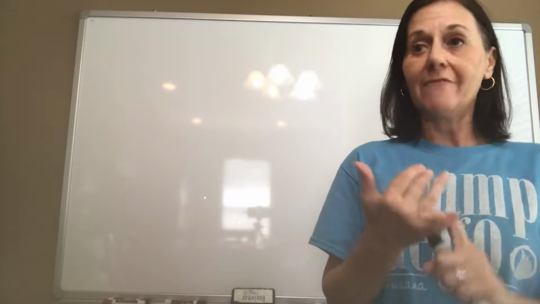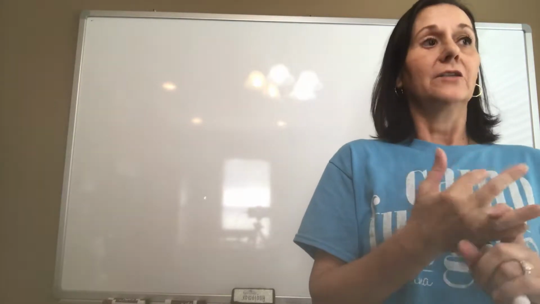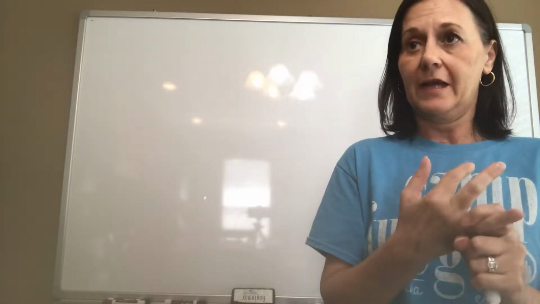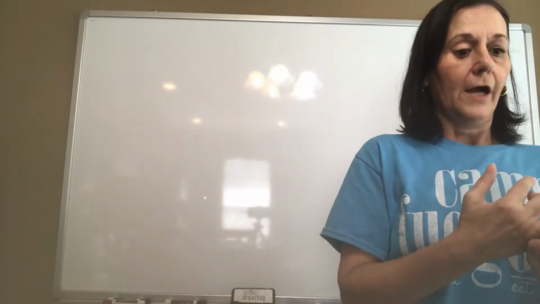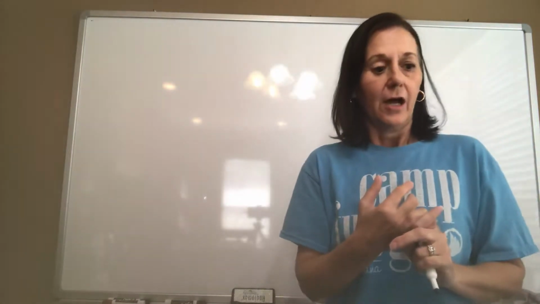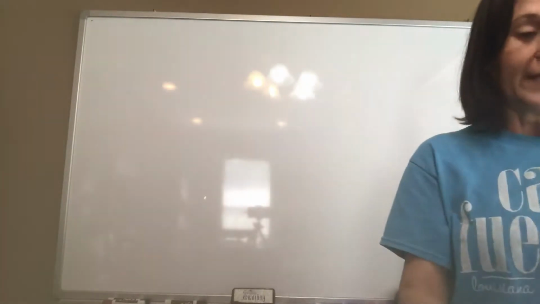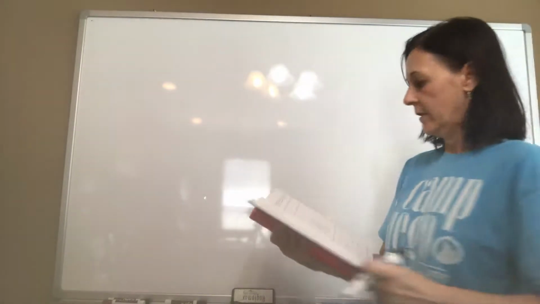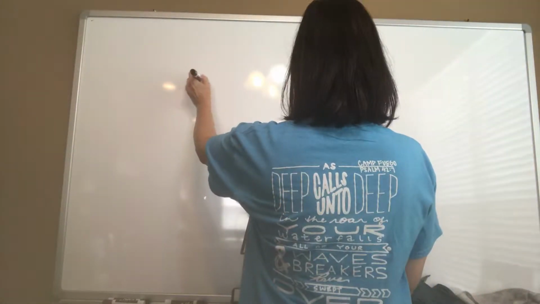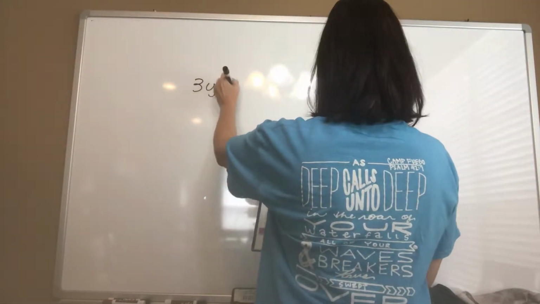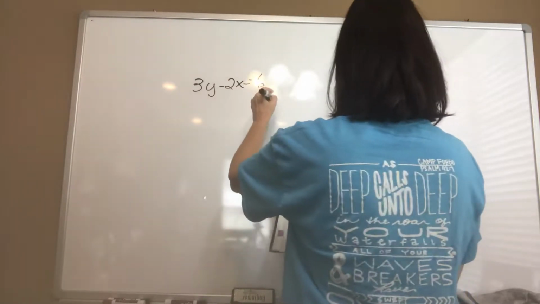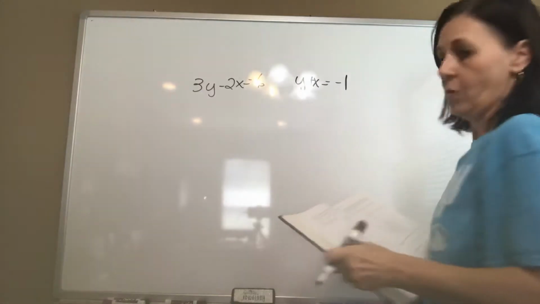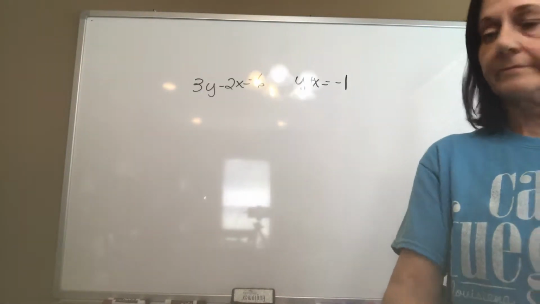I do want you to graph them, and then 100% of the time we're going to use substitution. We're never going to use elimination. To graph these, you're going to begin by putting them in y equals mx plus b format, slope-intercept format. So we have 3y minus 2x equals 6, and we have y plus x is negative 1.